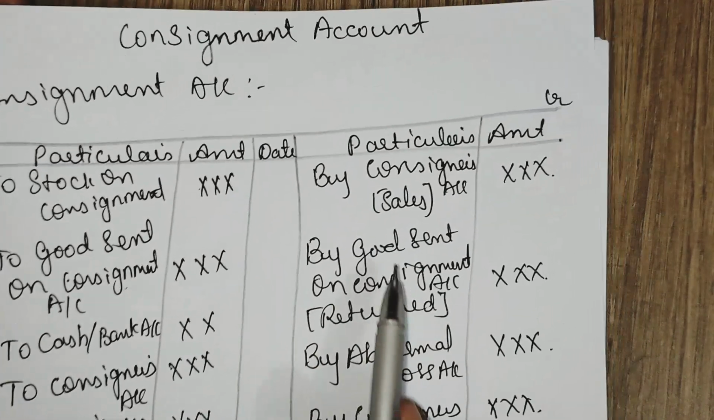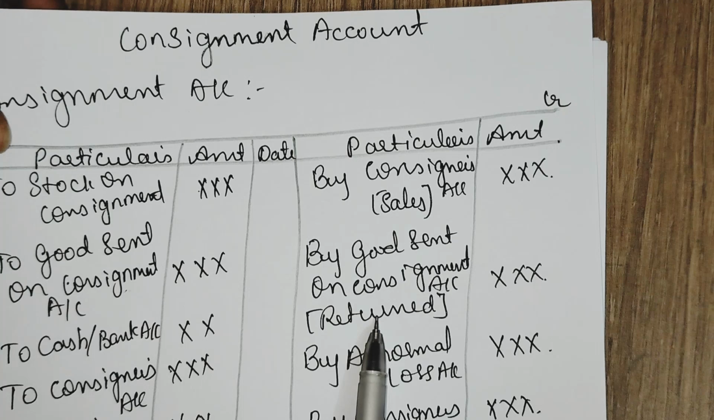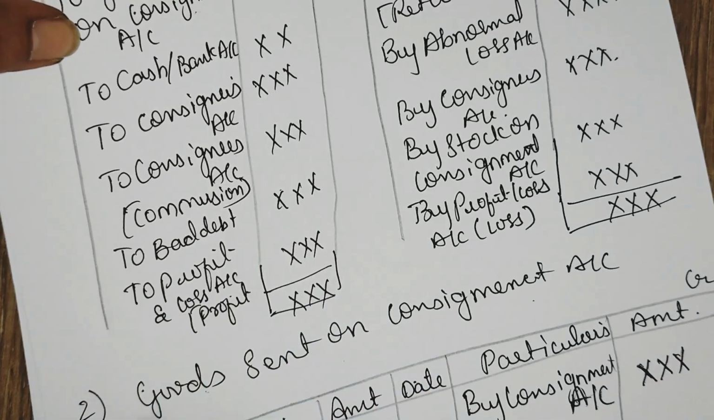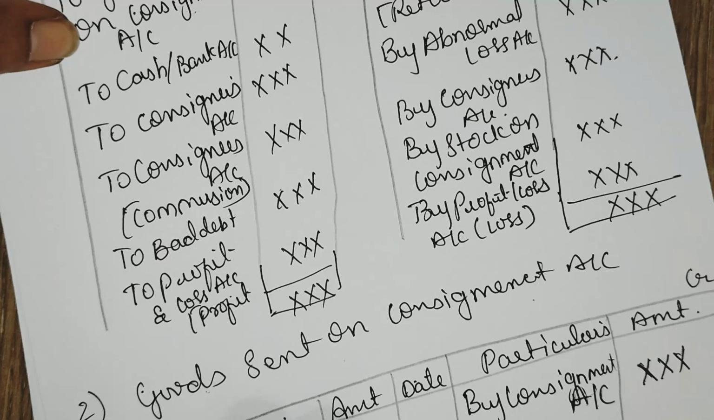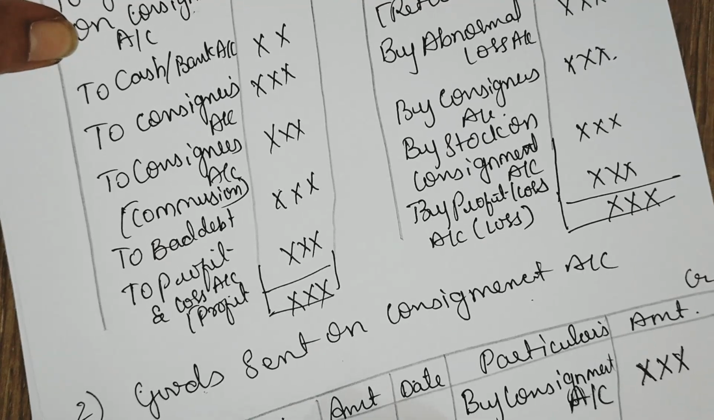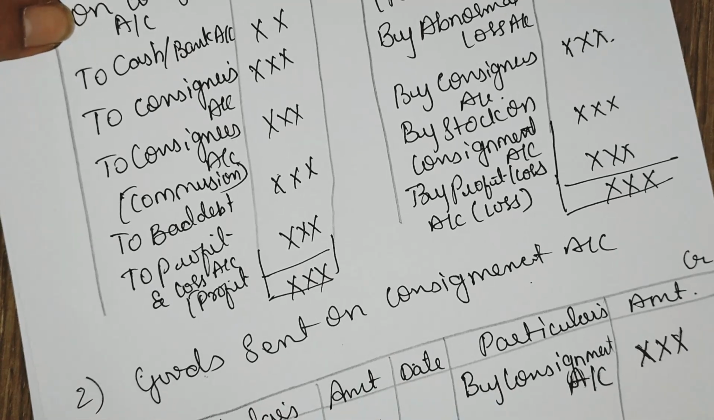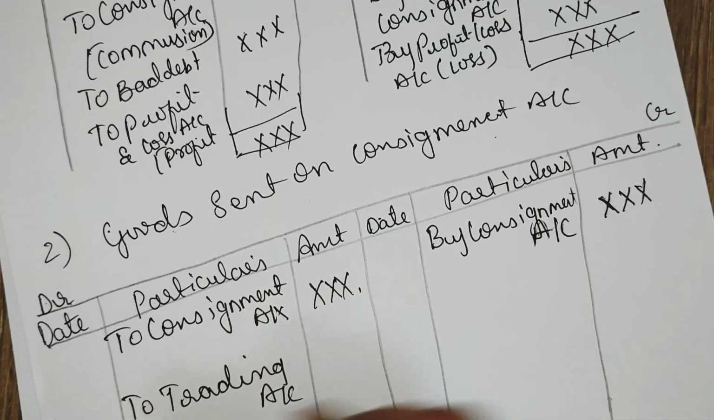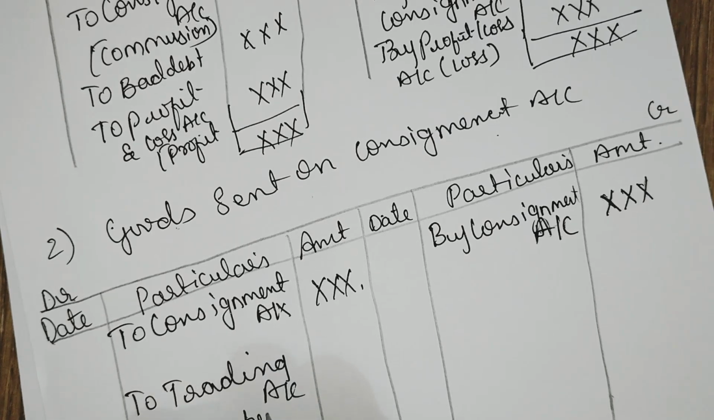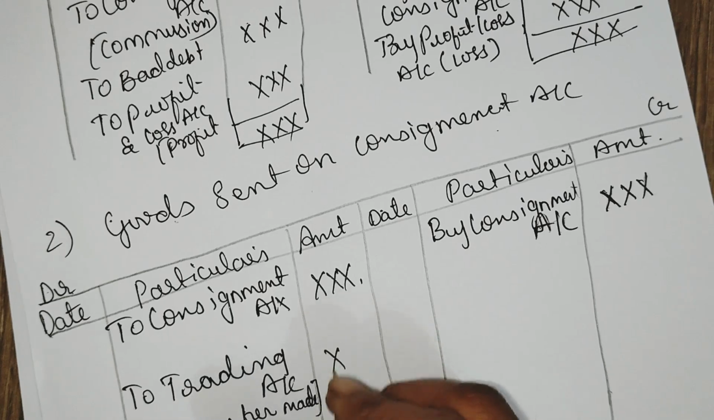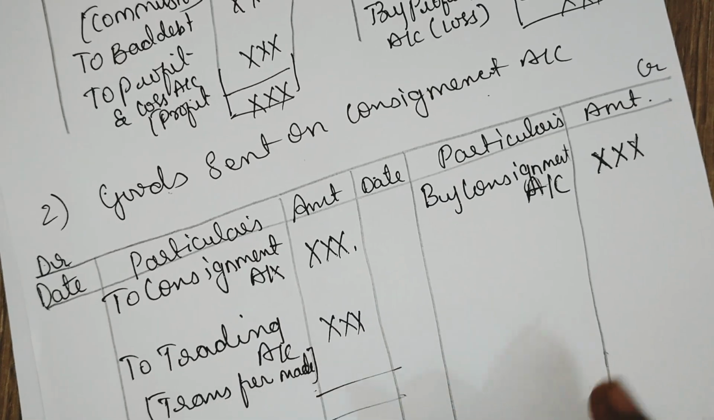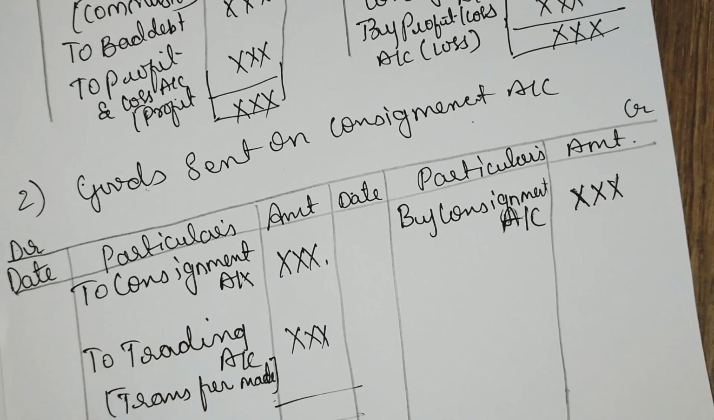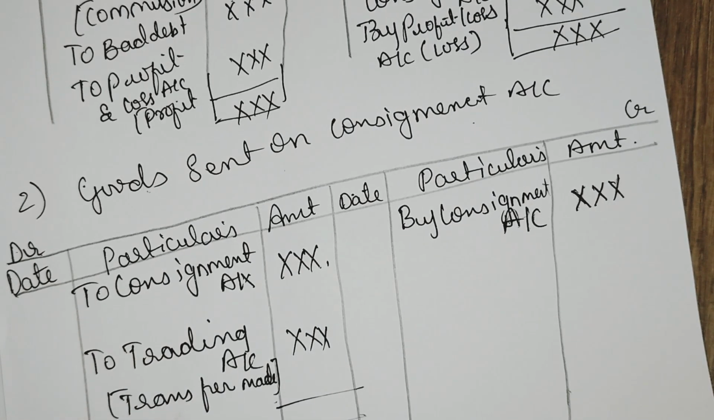Then next we have recorded goods sent on consignment account. We have credited. This is the goods returned by the consignee to the consignor. For this we are debiting consignment account. Now the balance will be considered as sales and transferred to the trading account. This is about the goods sent on consignment account. Only two entries will come: the goods sent by consignor and goods returned by consignee, and the balance will be transferred to the trading account. It will be considered as sales.